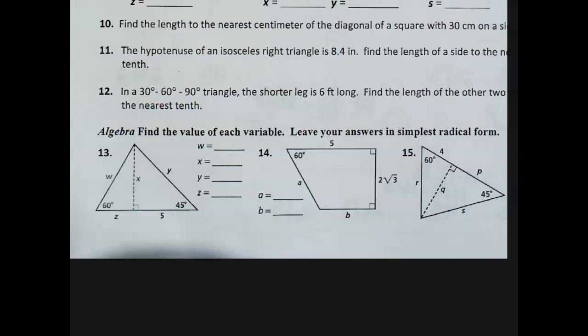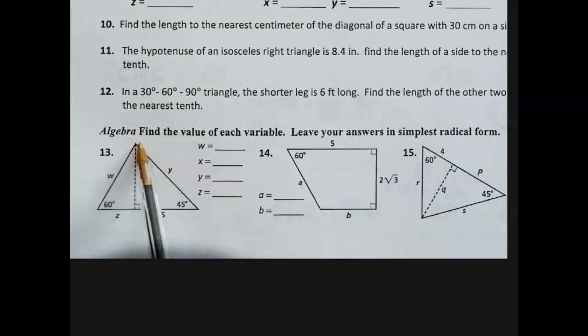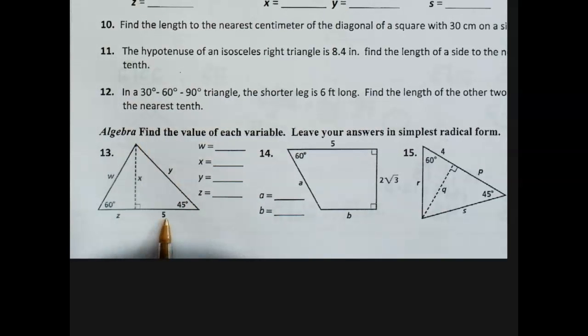I got a couple posts about the more difficult questions, which would be 13, 14, and 15. So let's look at a few of those. First of all, on 13, I've got a triangle on the left and I have a triangle on the right. Well, the right triangle is the only one that I have information on. So I'm going to start with this one.